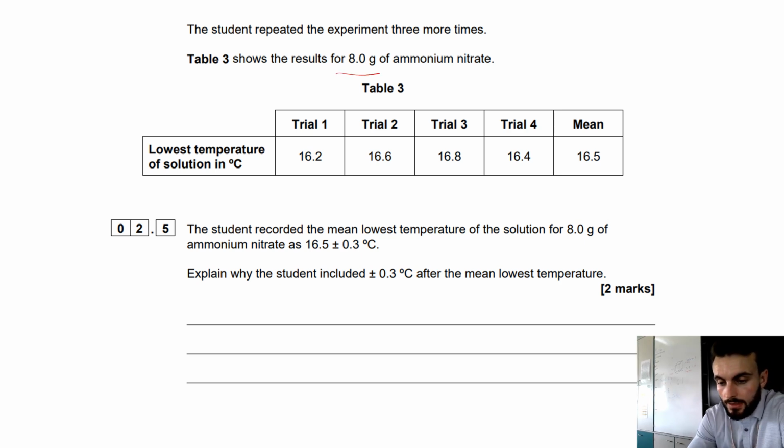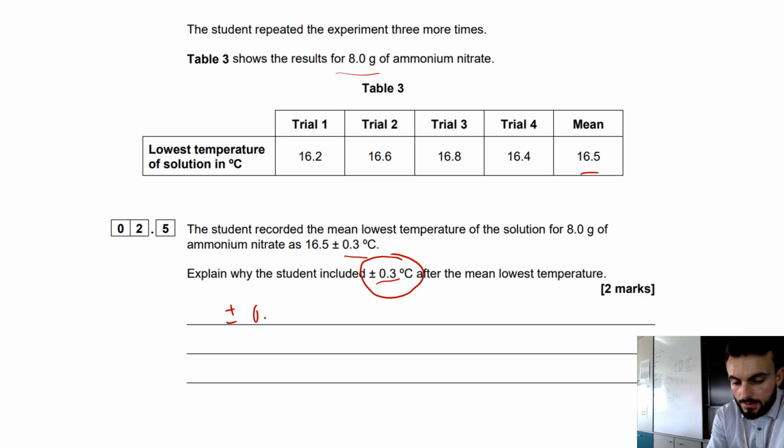So the student repeated the experiment 3 more times. This is the result for 8 grams of ammonium nitrate. So they've done trial 1, 2, 3, 4 and calculated the mean, and then recorded the mean lowest temperature is 16.5 plus or minus 0.3 degrees Celsius. Explain why they included that after the mean lowest temperature. So the first mark is coming from what is that? That means so plus minus 0.3 degrees Celsius is uncertainty.